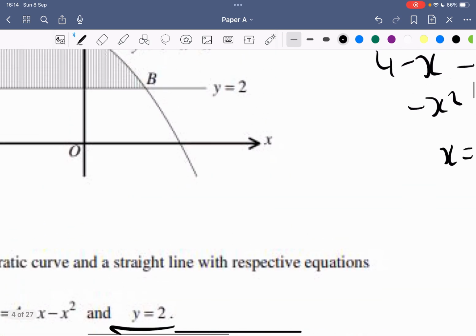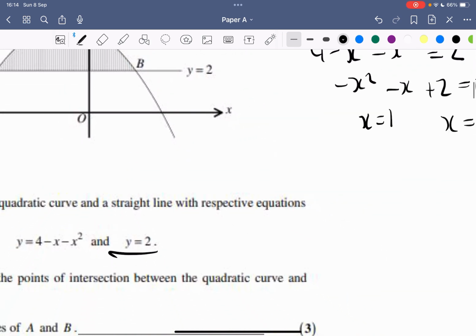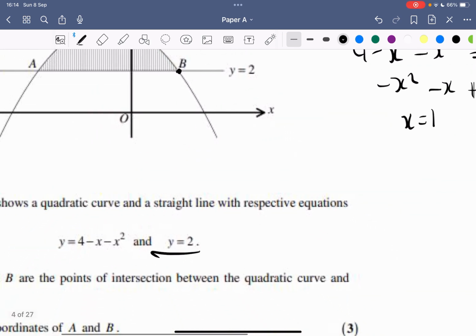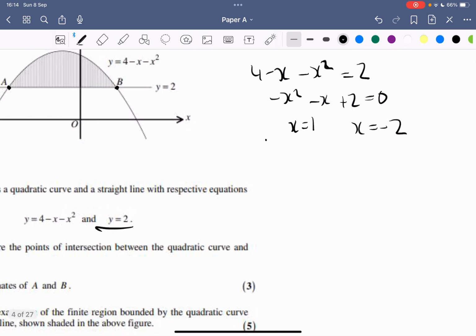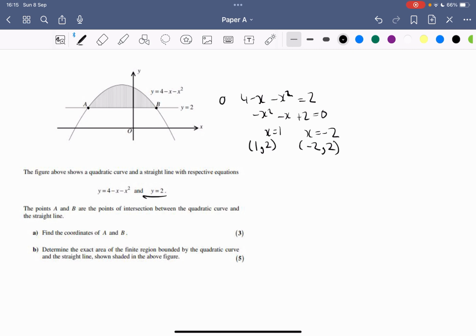Okay, because it crosses when y equals 2. Which is that and that. Okay, so my coordinates are, so that's part A done. Part B, I had to determine the exact area of the finite region between the quadratic curve and the straight line, shown shaded in the figure above.